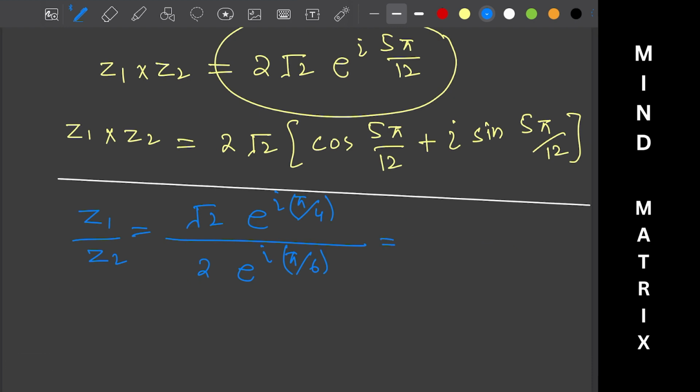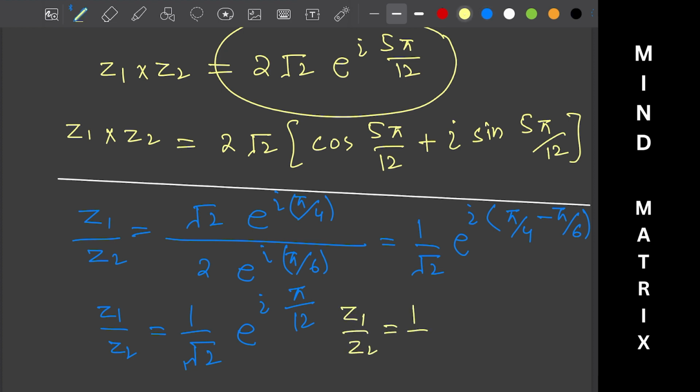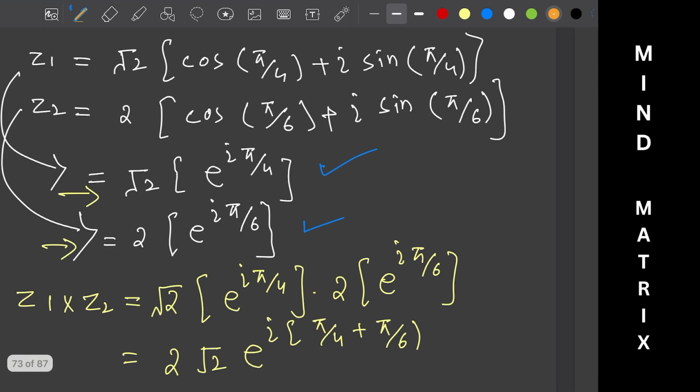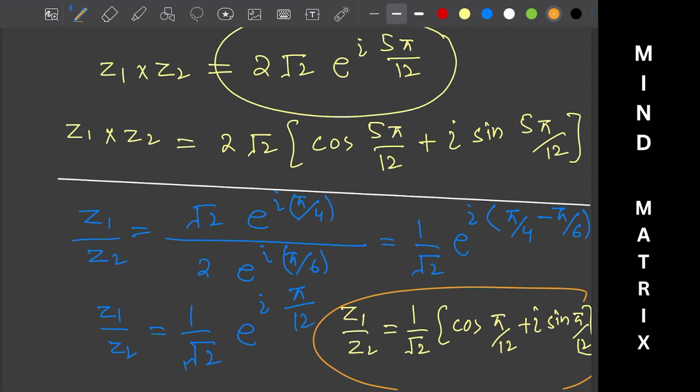So when we divide them, we will have 1 over root 2 e^(i(π/4 − π/6)). So z1 over z2 equals 1 by root 2 e^(i...). When we solve this, we will have π over 12. Express this in polar form again. So we will have z1 over z2 equals 1 by root 2 (cos π/12 + i sin π/12). This is the required solution. The division of complex numbers is here, and the multiplication of these two complex numbers is here.